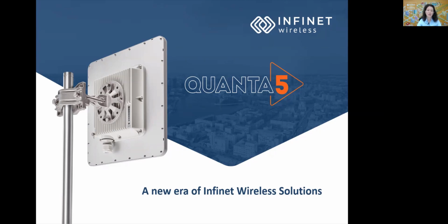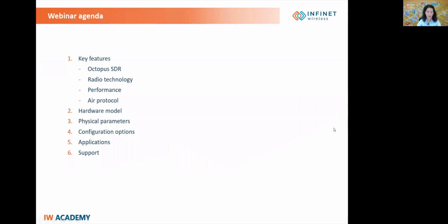Today we are going to discuss the Quanta 5 product, a cost-efficient, high-capacity point-to-point solution. Let's check the agenda of the webinar. First, we will overview the key features of the Quanta 5. Here we will understand together the benefits provided by using the Octopus SDR platform. We will learn the radio technologies implemented, we'll state the performance of the product, and we'll also find out the AIR protocol features. Then we will review the hardware versions of the product.